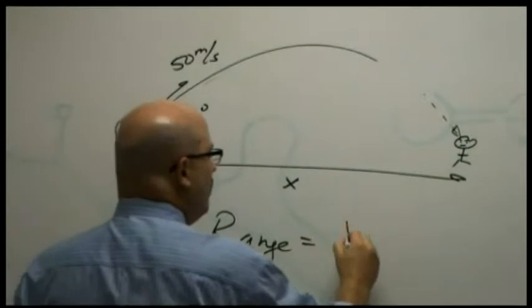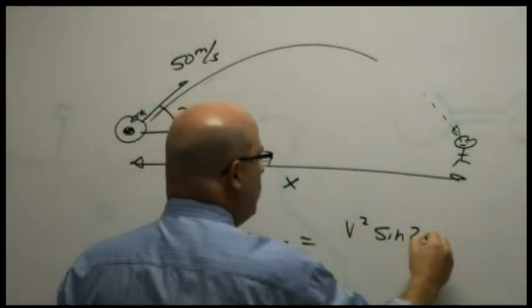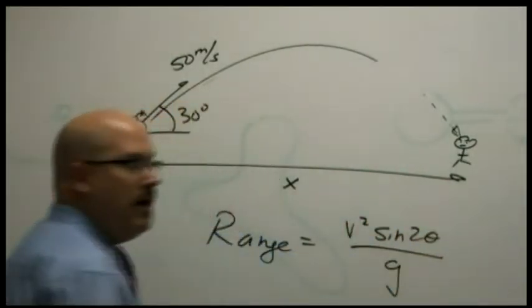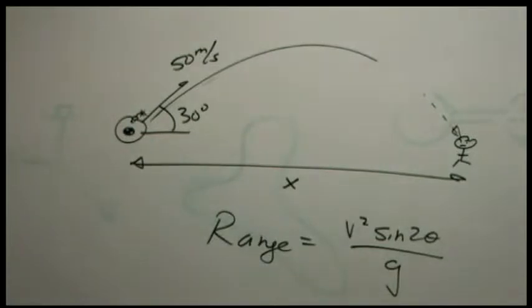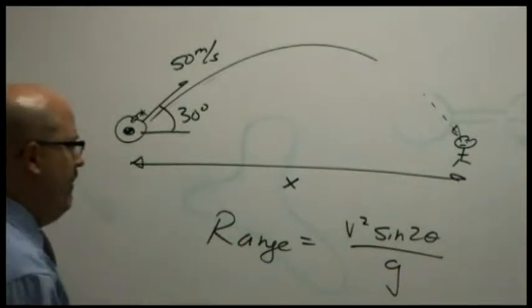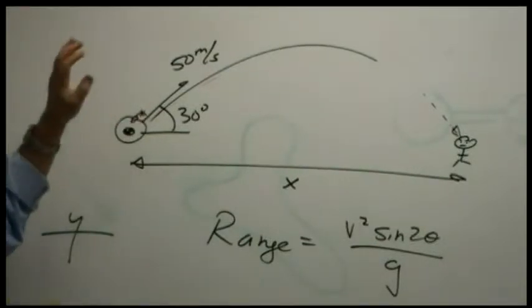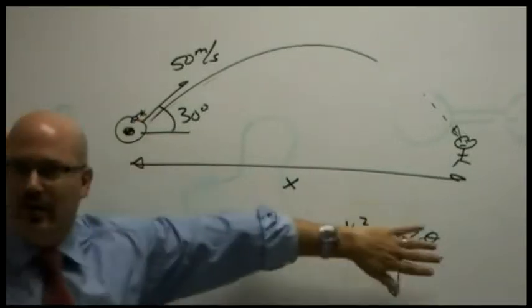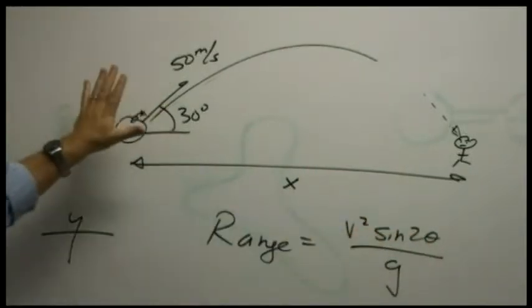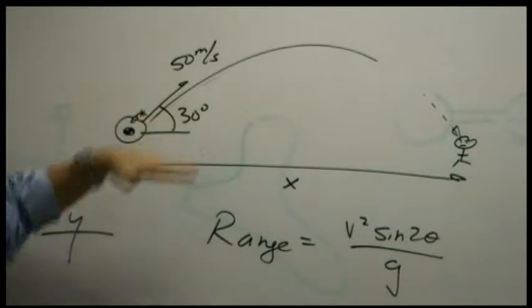Range equals v squared sine 2 theta over g. Now, if you don't remember the range equation, because that is not on your equation sheet, and quite frankly, I don't remember it until students tell me it again, then just remember this. By the way, if you have a problem like this, unless you know the range equation, what's the very first thing you do?